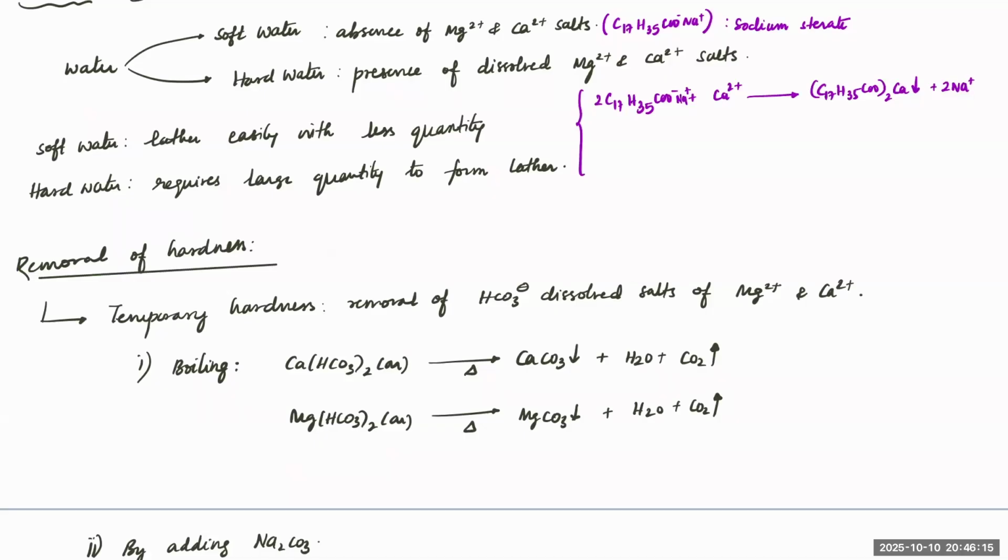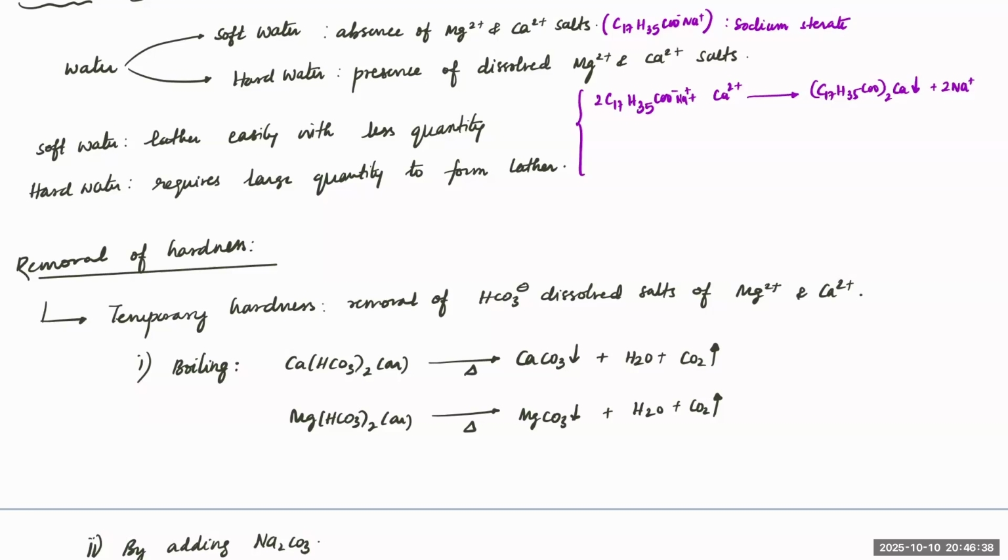There are several methods. Broadly, there are two types of hardness: temporary hardness and permanent hardness. These two types can be removed with simple methods, and sometimes with more chemically oriented methods.